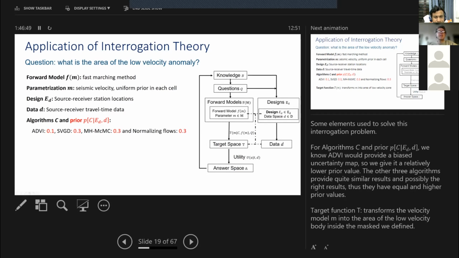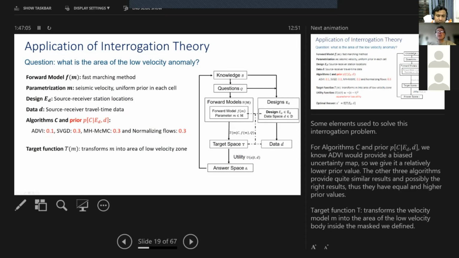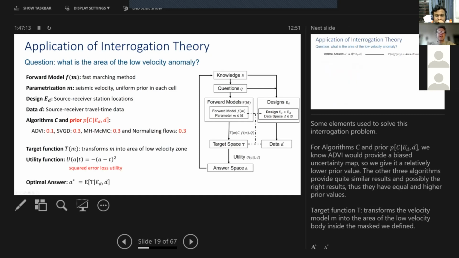So we're going to give that a lower prior probability than the others, but otherwise we'll give the others equal probability of giving the right answer. And the probabilities here add up to 1. That's why they are these values. The target function is going to be a function that transforms any model into the area of the low velocity zone. That's what we want. And the optimal answer using the square utility is just going to be given by the formula that we had previously.